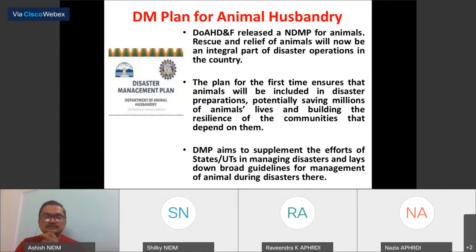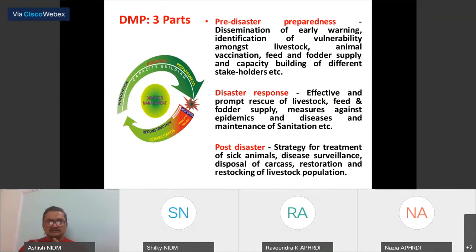Then this plan also aims to supplement the efforts of the state governments and union territories in managing disasters, and lays down many guidelines. They are very broad, for managing the lives of animals during times of crisis and disaster. It divides the whole plan into three phases: pre-disaster preparedness, disaster response, and post-disaster.